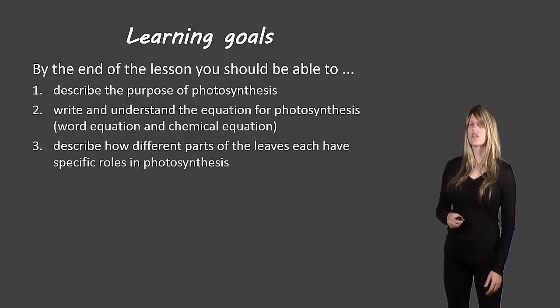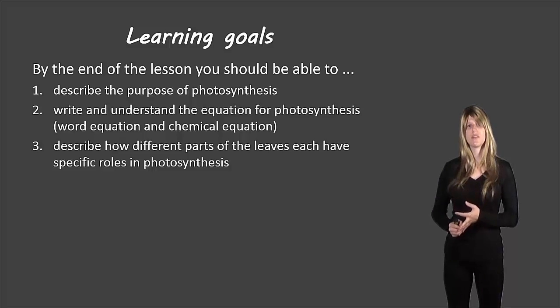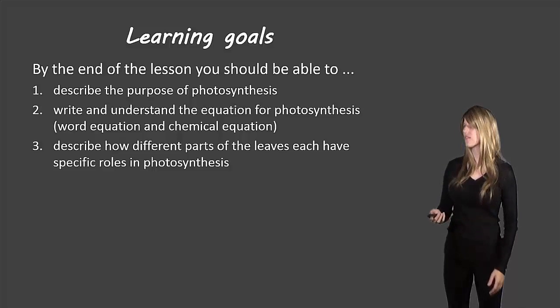So let's take a look at our learning goals. You should be able to describe the purpose of photosynthesis. You should be able to write and understand the equation for photosynthesis, both the word equation and the chemical equation. And you should be able to describe how different parts of the leaves each have specific roles in photosynthesis.